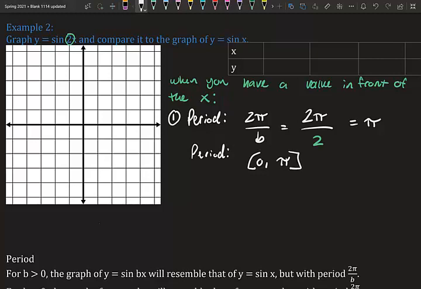We can also say our amplitude is 1. There's nothing in front, so it's 1. It's good to say that with the period, just get it out of the way. Alright, our second step is to find the intervals.